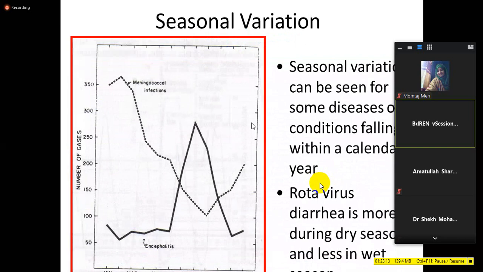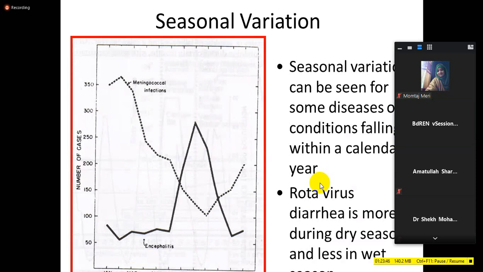The last variation is seasonal variation. As I said, some diseases go up during a certain period of time, like meningococcal infection going up during winter, right? It rose in February, and in September during summer it decreased a bit. Another example, encephalitis is less common during winter, but it goes up during summer.